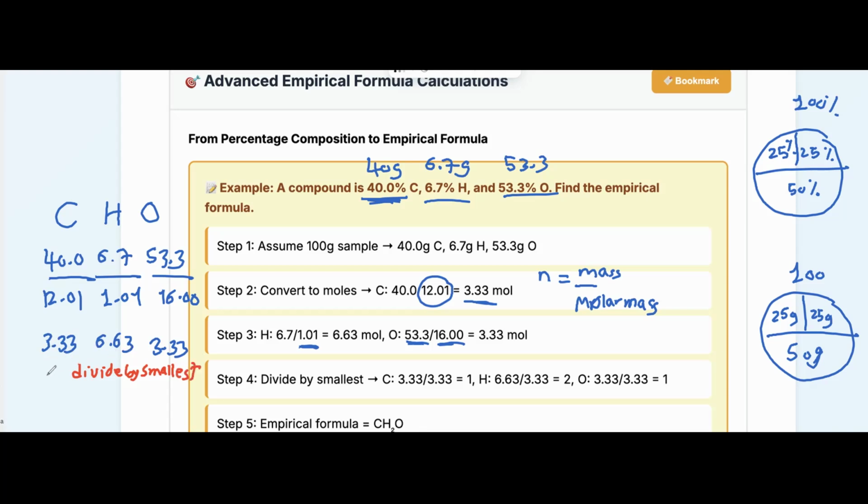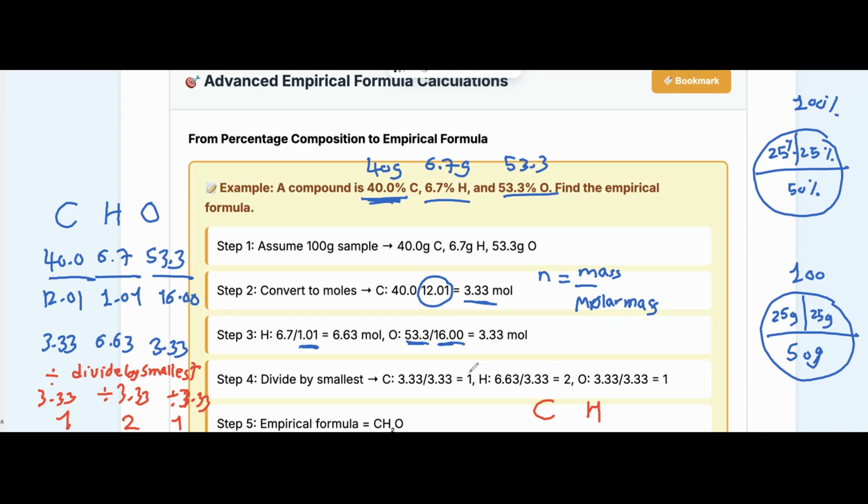So 3.33 divided by 3.33, 6.63 divided by 3.33, and 3.33 divided by 3.33, you will get a ratio of, what is the ratio? 1 to 2 to 1. You get all of them divided by 3.33. This is the ratio. The numbers have to be whole numbers. I cannot say 1.9, 1.8, 2.1. It has to be whole numbers.